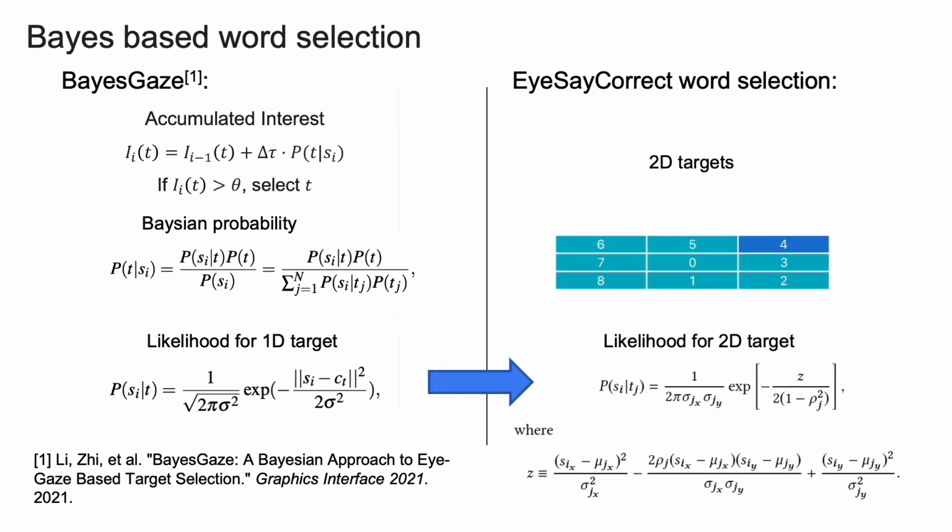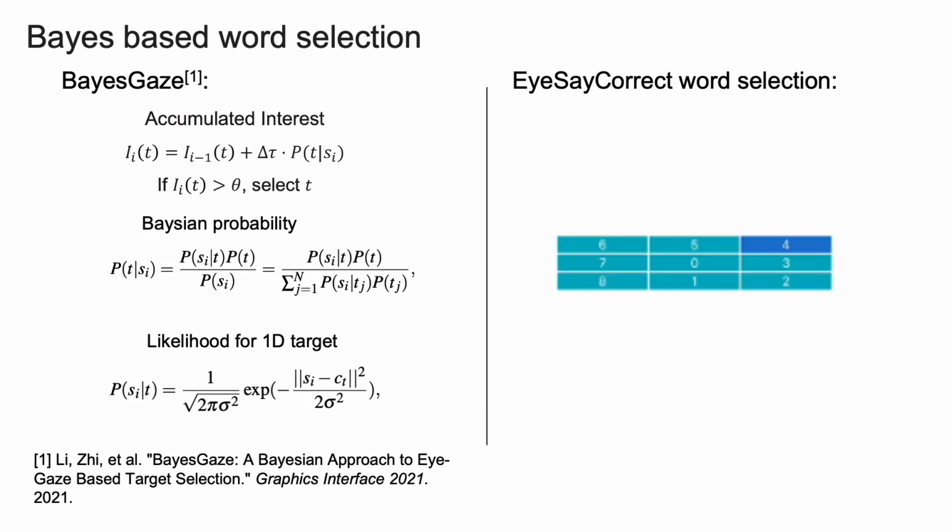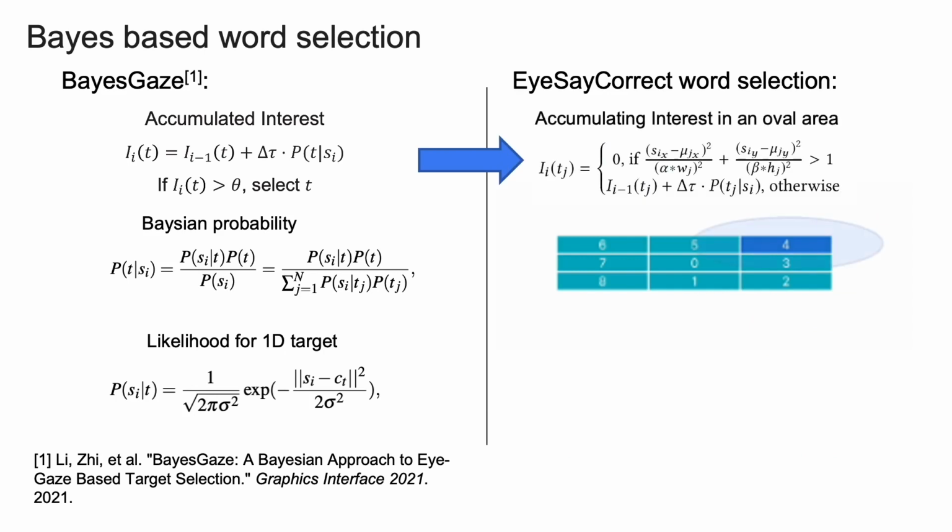In our work, we first extended Bayesian Gaze to two-dimensional targets by changing the posterior likelihood to a dual Gaussian model. Here's an example of selecting two-dimensional targets. A target would accumulate values when the eye gaze location is inside an oval area around the target. If the eye gaze location is outside of the oval area, the accumulated value for that target was set to 0.